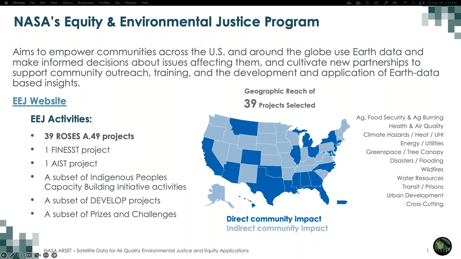Thirty-nine projects were selected to receive a total funding of $6.9 million for up to 3 years and cover a range of environmental justice topics, including wildfires, flooding, and urban development. You will have the opportunity to hear from two of our investigators, Daniel Carrion and Danielle Wood, later in this training.